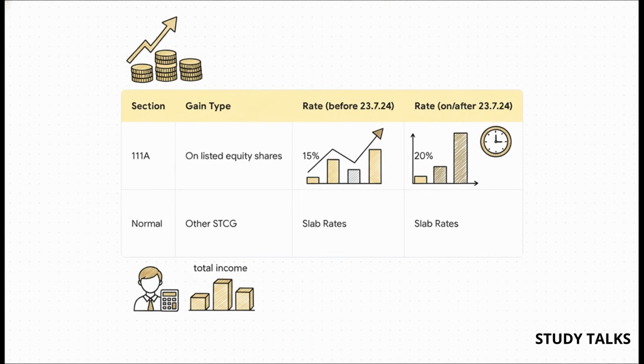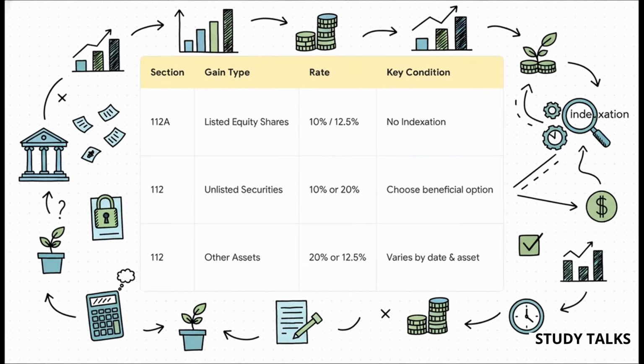Lane 1 is for listed equity shares covered by Section 111A. That gets a special flat tax rate. And notice the rate change from 15% to 20% from July 2024. Lane 2 is for everything else. Any other short-term gain just gets added to your total income and is taxed at your regular slab rates. That's it. Now, long-term. This is where you need to be really sharp.